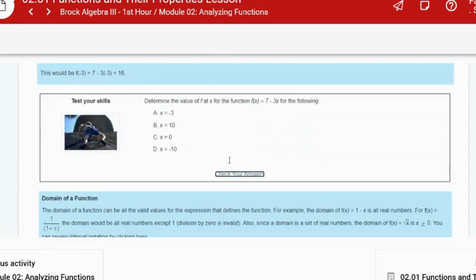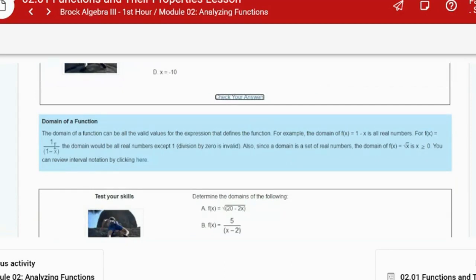Okay, here's another test your skills that you can check your answers. Determine the value of f of x for the function f of x equals 7 minus 3x for the following. And it gives you 4 different values of x, and you need to find what f of x equals or what y equals. They're the same thing. All right, the domain of a function is all the valid values for the expression that defines the function. So if f of x equals 1 minus x, that's all real numbers because we could put any x in there. There's not an x that we could not put into 1 minus x.